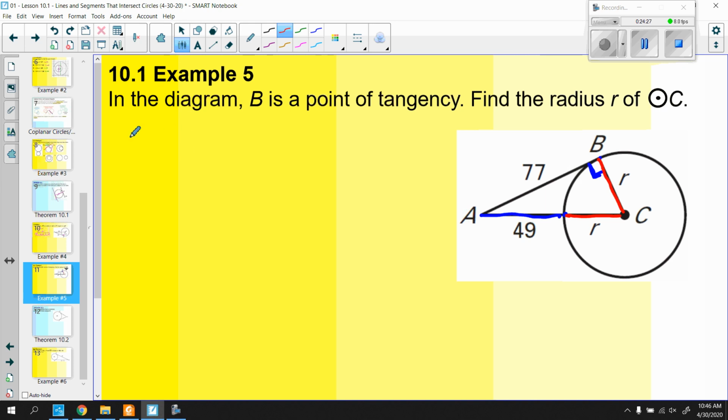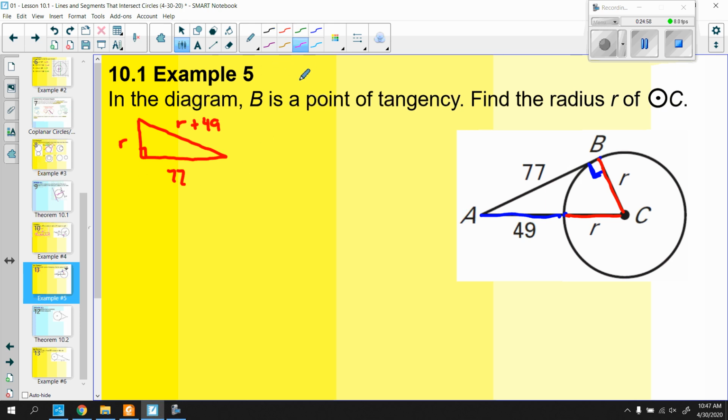I'm going to re-sketch that triangle real quick, just so I can see it. We're looking for the radius here. I know that this other leg is 77. How long is this hypotenuse that's really unknown? R plus 49, right? It's that same radius plus 49. Okay, so that's really the triangle that we're working with, and that's tough. How are we going to solve this?